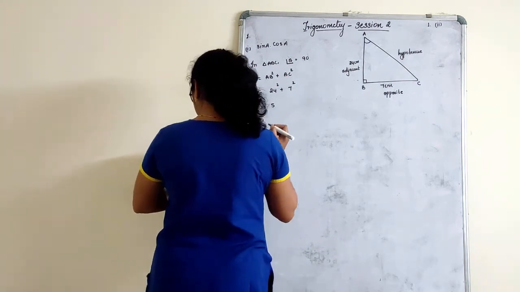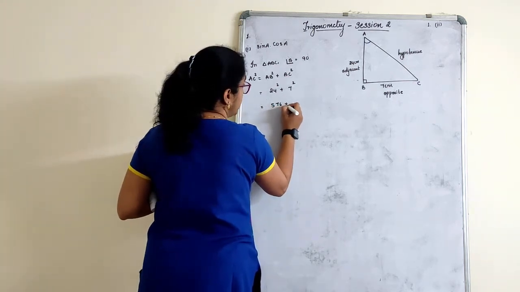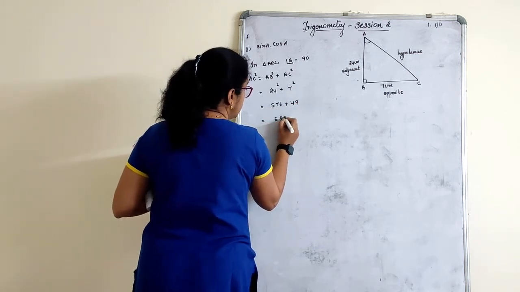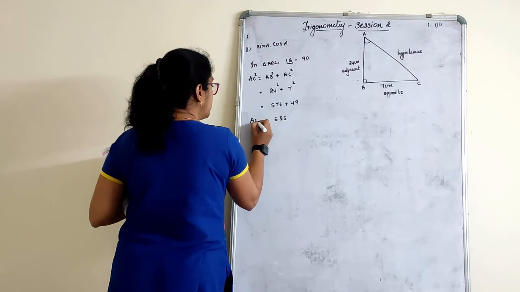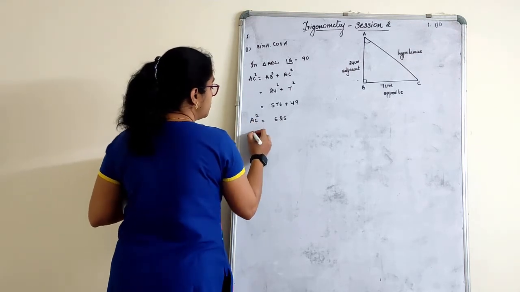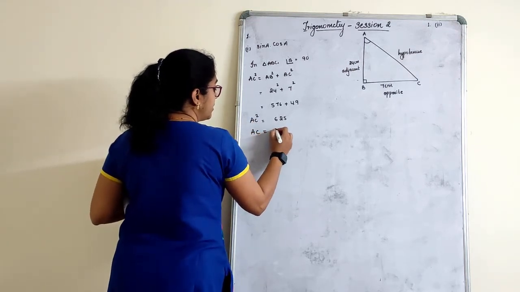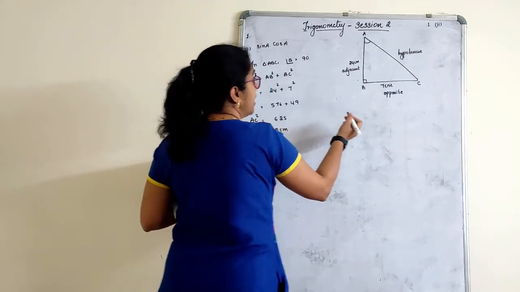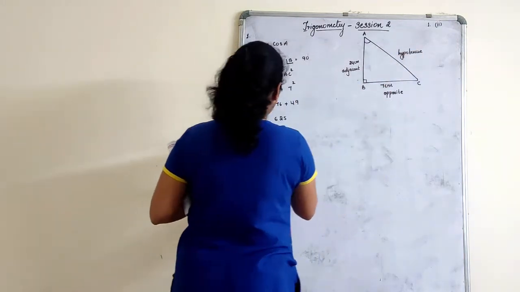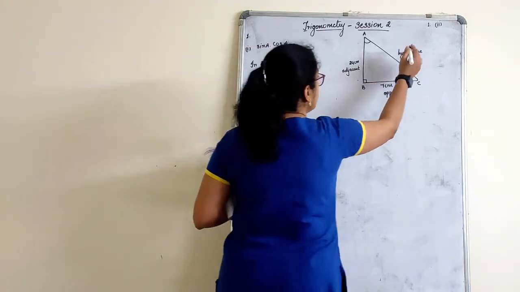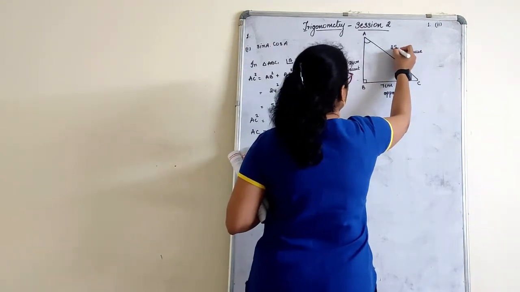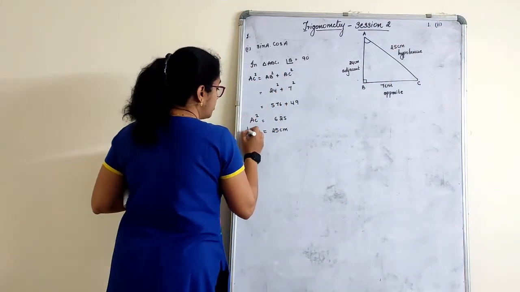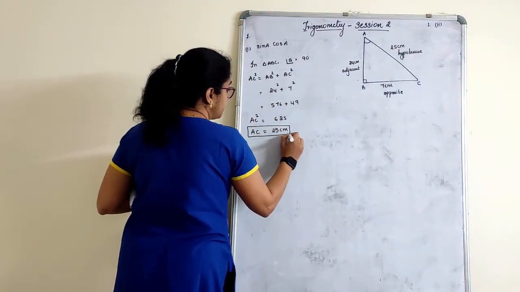576 plus 49, that will give you 625. AC square is equal to 625, therefore AC is equal to 25 centimeter. Hypotenuse is 25 centimeter. Done? We got the measurement of AC.